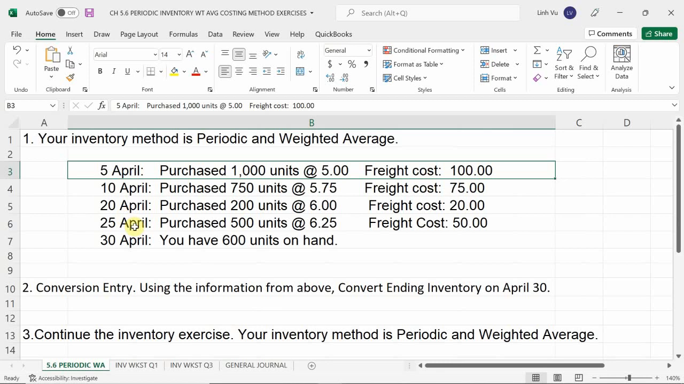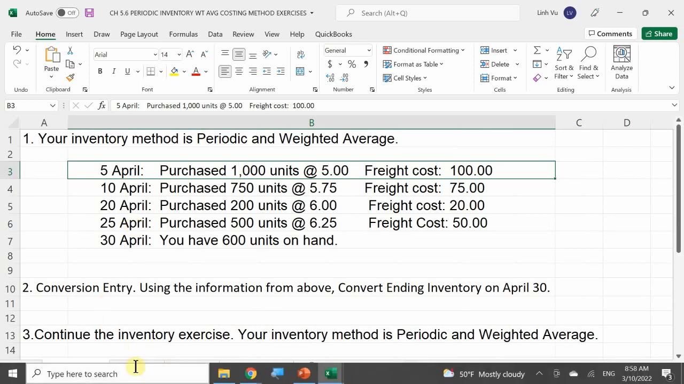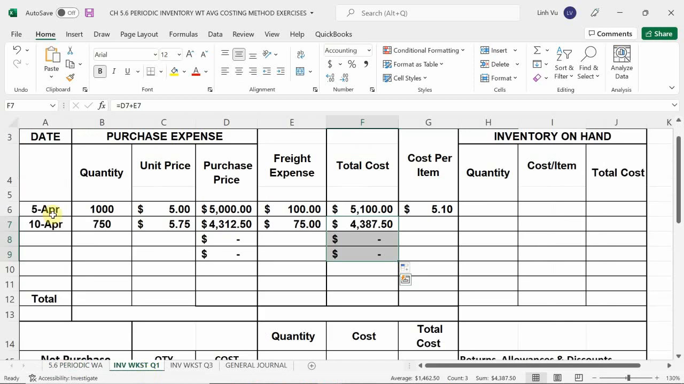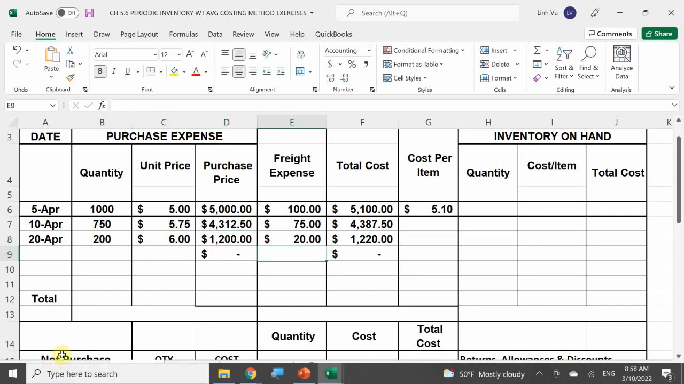We end up purchasing 200 units at $6 each with a freight of 20. So in this case, all of these are the same exact ones that we've done yesterday and the day before. So this is going to move a lot quicker. I put 200 here, $6, right? Which we know to be 1,200 plus 20 gives you 1,220. Okay.